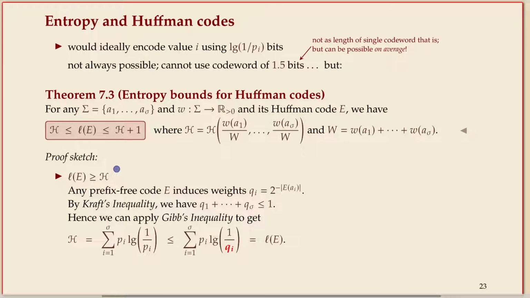Let's sketch at least how we can prove this. There's two parts. The first statement is the lower bound, that L of E is bigger than H. And we will prove this not for a Huffman code E, but really for any prefix-free code, because the statement is true for any prefix-free code. If we have a prefix-free code E, then we can choose weights. That again is just a definition, but it has an intuition as well behind it. So the Q_i are defined as 2 to the minus the length of that code word.